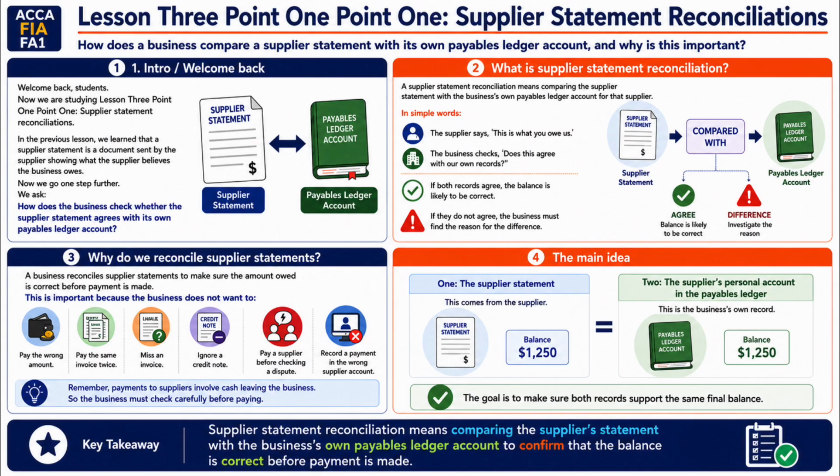The main idea: the business compares two records. 1. The supplier statement. This comes from the supplier. 2. The supplier's personal account in the payables ledger. This is the business's own record. The goal is to make sure both records support the same final balance.